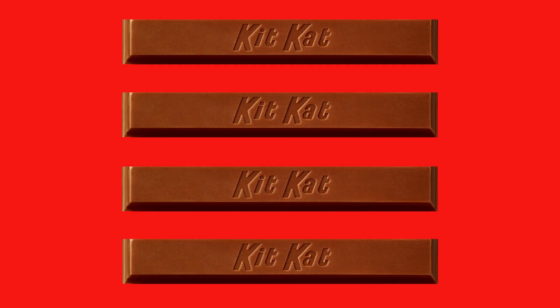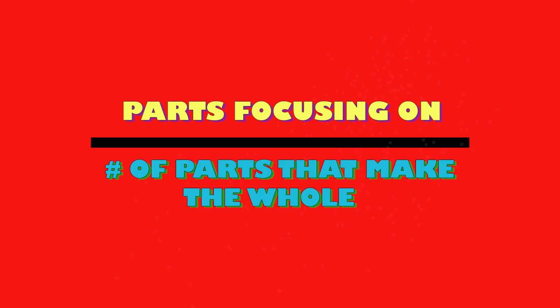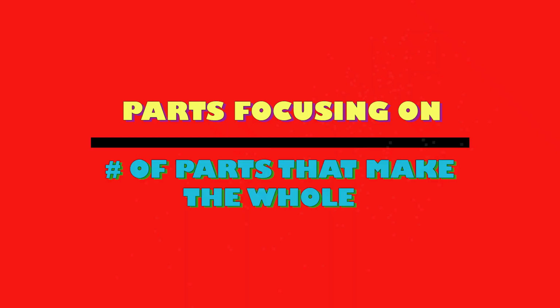Now this is where it might get a little confusing, so I'm going to need you to pay close attention. Let's count the parts we created. 1, 2, 3, 4. We have these 4 Kit Kat pieces or parts that make up the whole Kit Kat bar. We are going to write this situation out as a fraction now. When we write fractions, we write the amount of parts we're focusing on over the total amount that make up the whole.